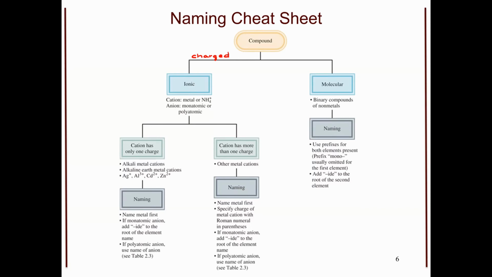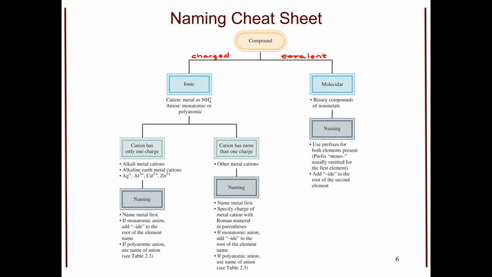So then as we go to our molecular compounds, historically, these are going to be our covalent species. These are going to be the ones that contain our binary compounds of nonmetals, whether they are the same element or they are different atoms forming.